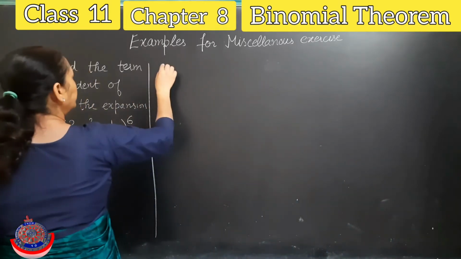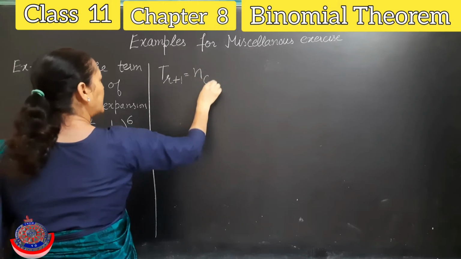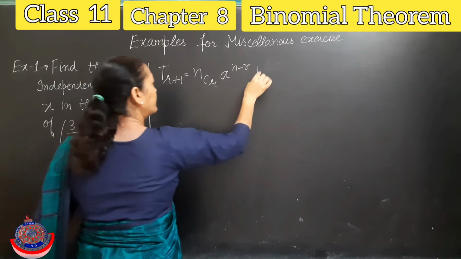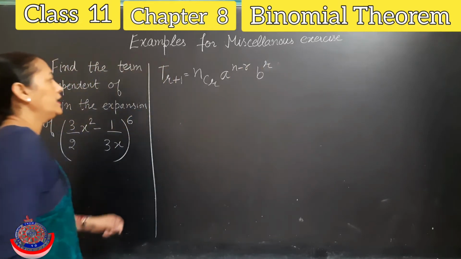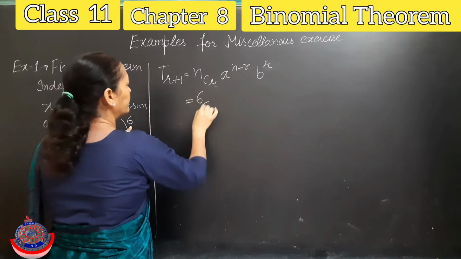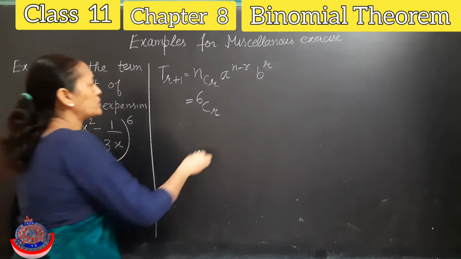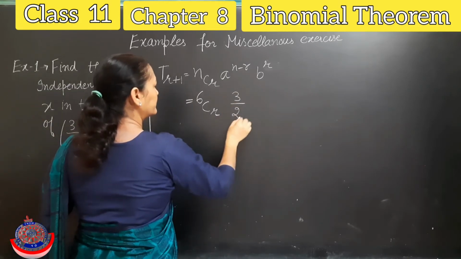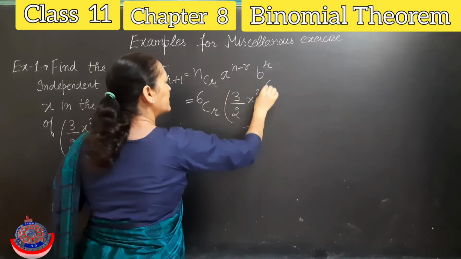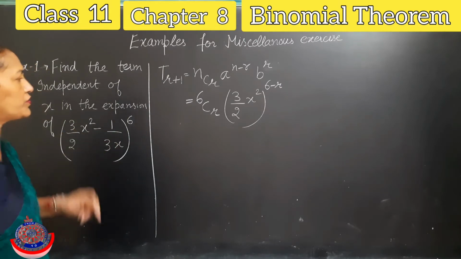If we write the general term, nCr, a power n minus r and b power r. Here n means 6, r is not known, a is 3 upon 2x square, raised to 6 minus r, and b is minus 1 upon 3x.